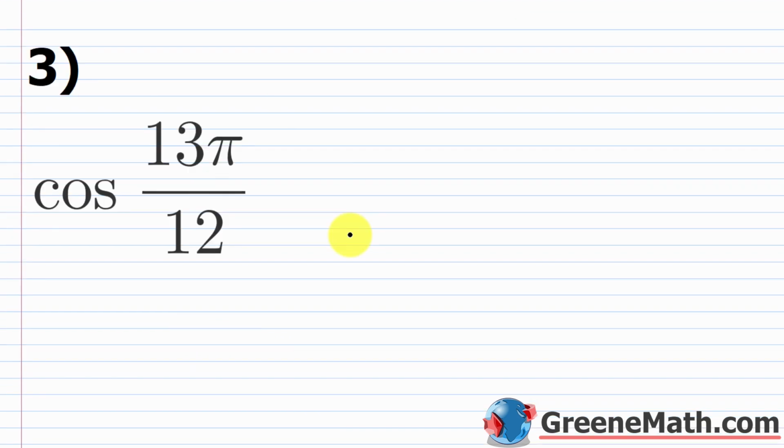All right, let's take a look at problem number 3 now. So here we have the cosine of 13 pi over 12. Again, if you're having trouble working with fractions and breaking it up, you can always convert this over to degrees. So let's just do that so that nobody's lost. So I'm going to take 13 pi over 12. I'm going to multiply this by 180 degrees over pi.